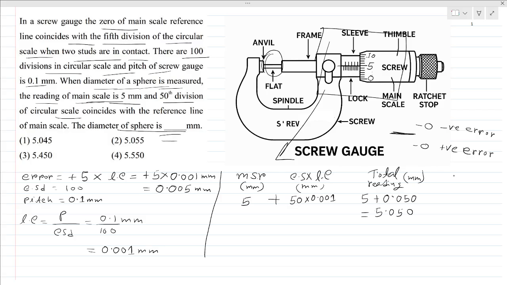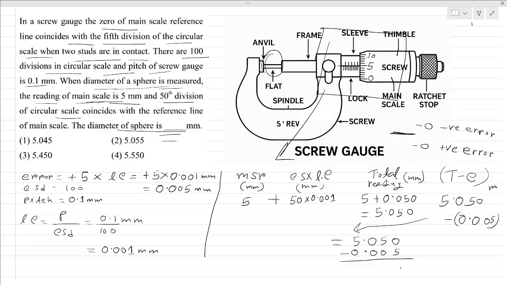Now if you want to write the final value of the diameter of the sphere, we need to subtract the error from the total reading. So the total reading minus error is the desired value that we want to calculate. So it will be 5.050 minus the error. Since the error is positive, it is minus 0.005 in millimeter. If we subtract the values, we have 5.050 minus 0.005.